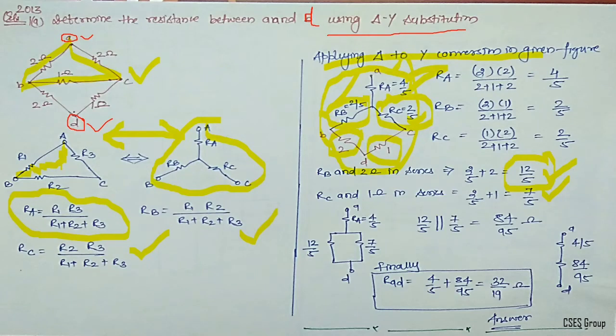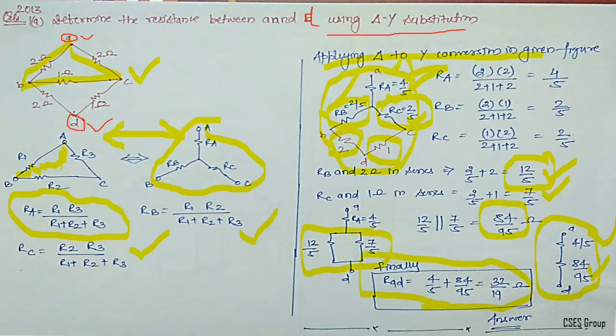So the next level simplified diagram will look like this. You have 12 by 5 and 7 by 5 in parallel with each other. So you can merge these two branches and you will find this comes as 84 by 95, and the simplified version now looks like this. So 4 by 5 is in series with 84 by 95. Simply add them and you will end up with the answer, which is 32 by 19. This is one of the simplest questions which you will find in the CSE paper for circuit theory. Let's go to the next part.